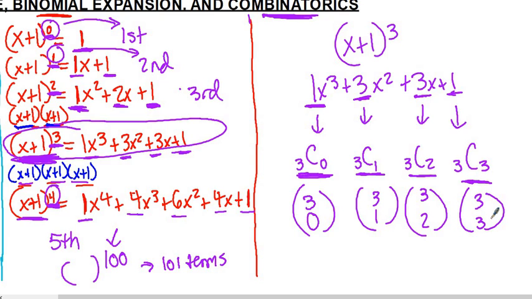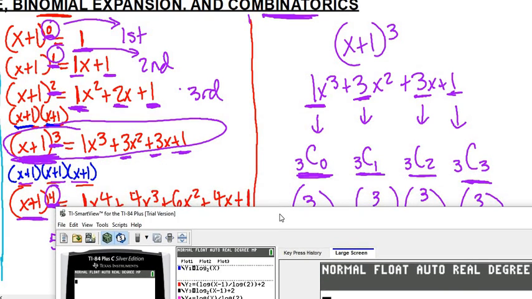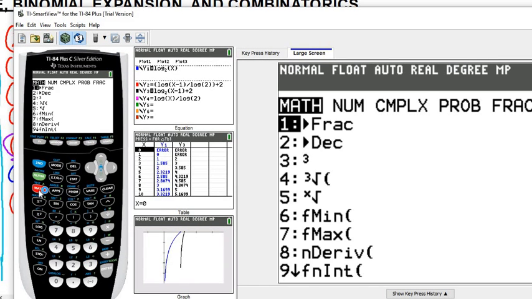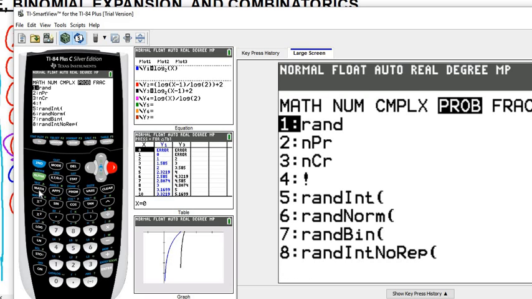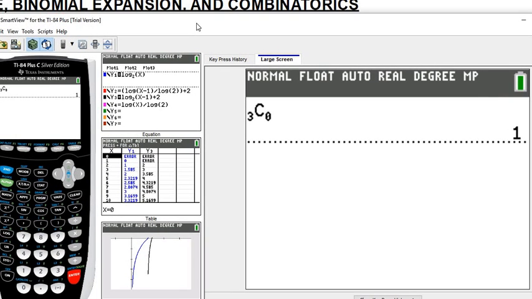So I just want to show you what it looks like when you put that in a calculator. Okay, so we said if you look at those numbers 1, 1, 3, 3, and 1, let's just prove that this equals what we said it should equal. So we'll go to math and then prob, and then we want to do 3 choose 0. This should equal 1, and we can't see it because it's off screen, but you can see it does equal 1.